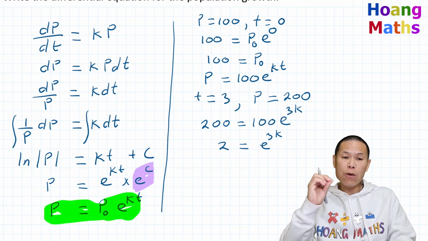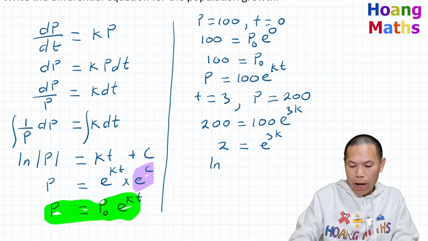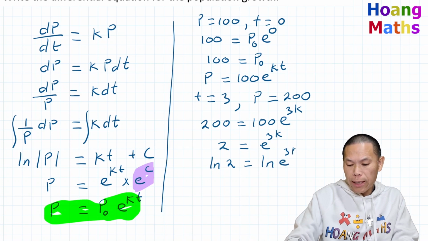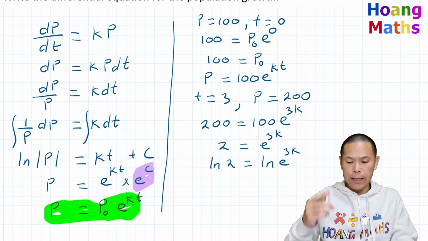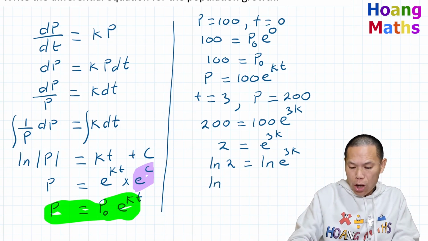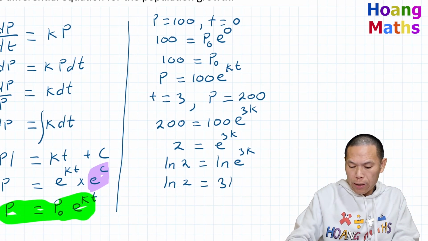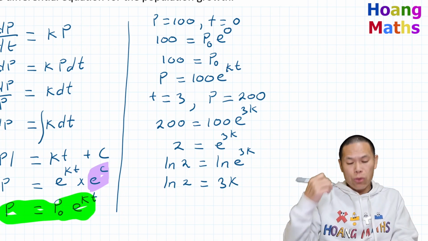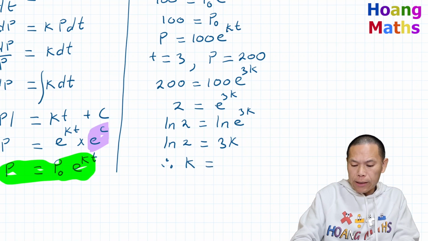To solve for k, we just take log on both sides, that is base e. In other words, we take ln on both sides. So ln 2 is ln e to the 3k. So ln of e to the power of 3k is equal to 3k. So ln of 2 is 3k. Now I divide by 3 on both sides. So therefore k is a third of ln 2.